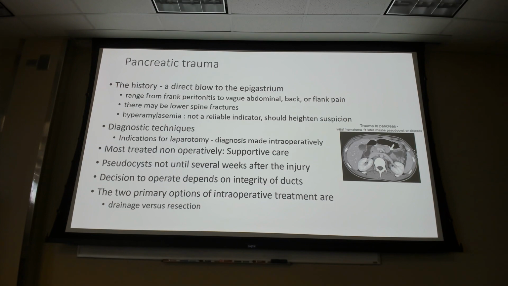Obviously, the pancreas has an important function in the body, so we don't want to go in there and remove it if we don't have to. And then we also have to consider with trauma that pseudocysts are very common after trauma too, so we need to think about that 4 to 6 weeks after the trauma, if they're still complaining of pain or if they return to see you. Then our two options are typically drainage versus resection, so taking a portion of the pancreas out versus just draining the pseudocysts or whatever sort of trauma that they have there.